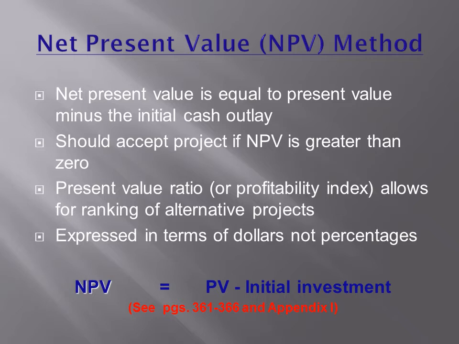So the formula for net present value is your net present value is equal to your present value minus your initial investment. So now we're going to look at pages 361 to 366, and I want you to look at Appendix 1 so we can talk about how you calculate present value.